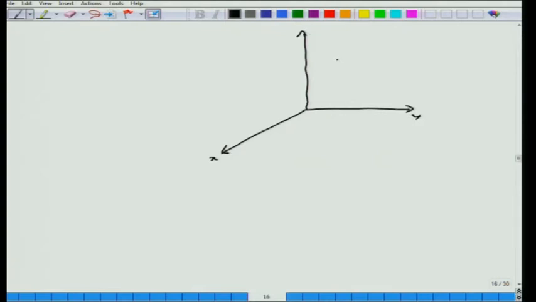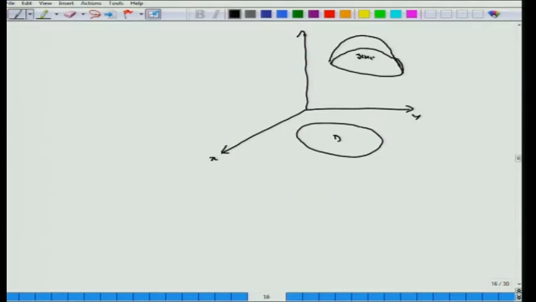So, here on this domain D, we have this surface, and then there is a neighboring surface. So, this is z x y and this is z tilde x y. So, these are two surfaces.